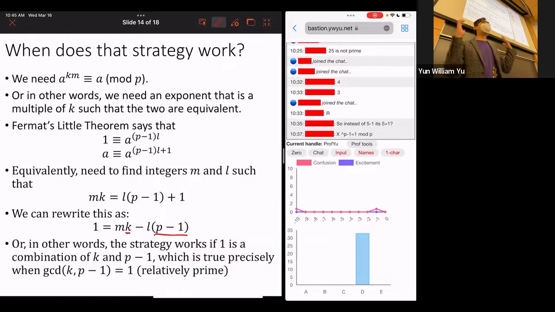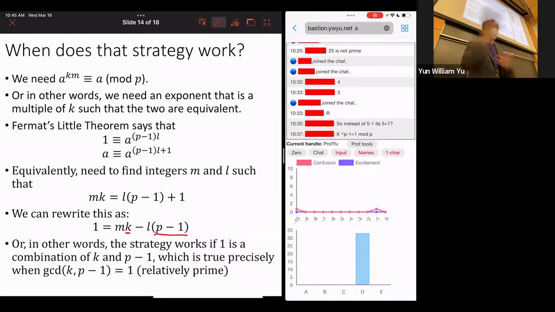But where we were finding combinations of two numbers. And you can always find a combination for 1 if the greatest common divisor of the two numbers is equal to 1. Or in other words, if the two numbers k and P minus 1 are relatively prime. And so this particular method always works if the two numbers are relatively prime, which means that you get a unique root for every single number. This particular method will not work in the case where you have multiple roots or no roots. But it will work in the case where you have exactly one root. And so this method will sometimes work for roots, but not always.